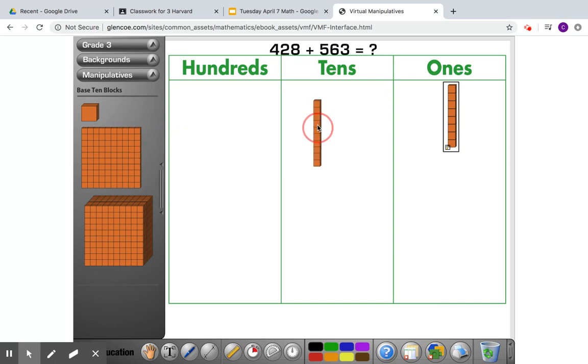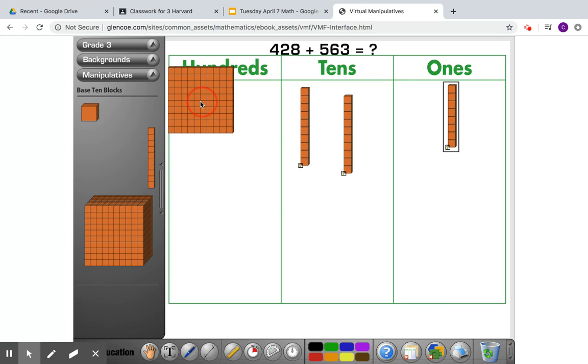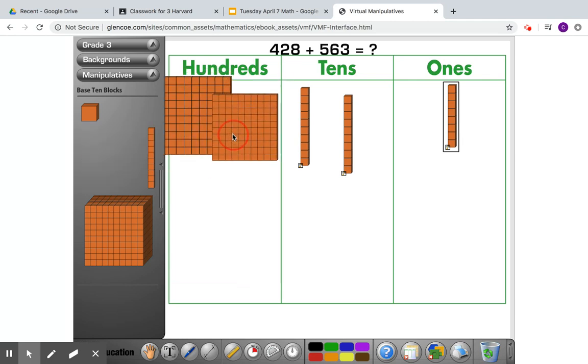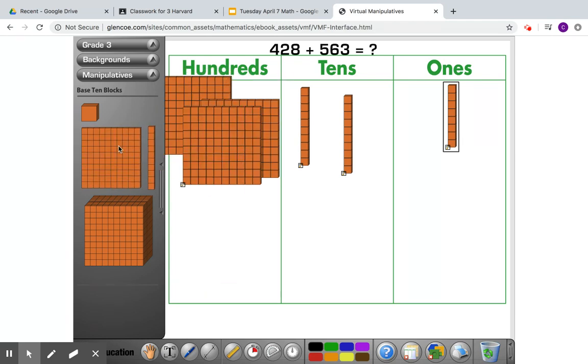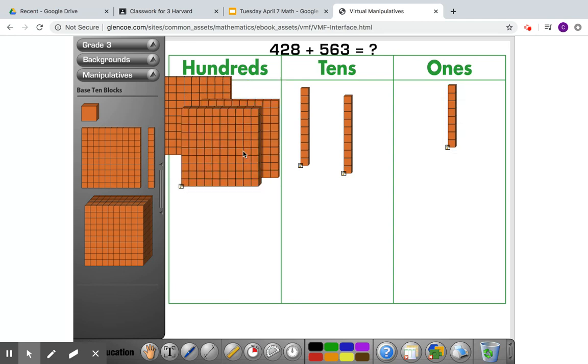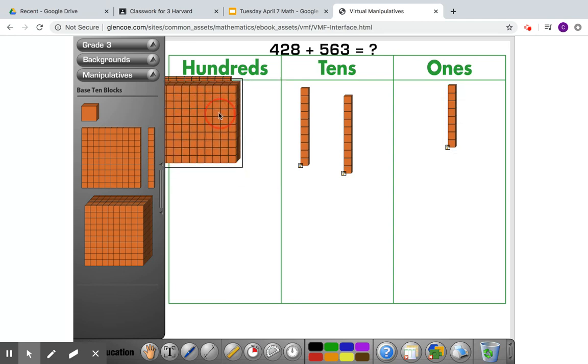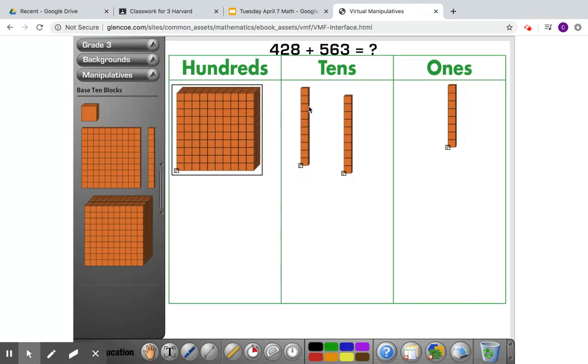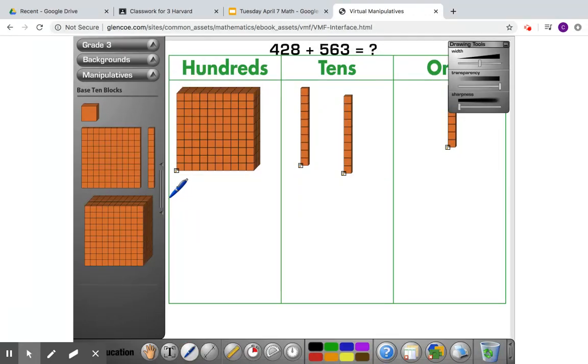I need 2 10s, 1 10, then 2 10s, and 400. So 1, 2, 3, 4. So I just built, I'm going to stack all my hundreds together, 428. So I'm going to draw a line so I can really separate these because I'm adding. So now I need to build 563.